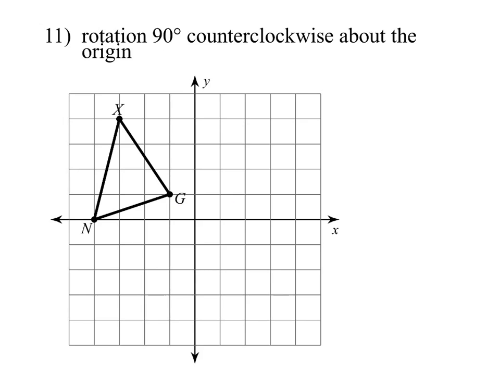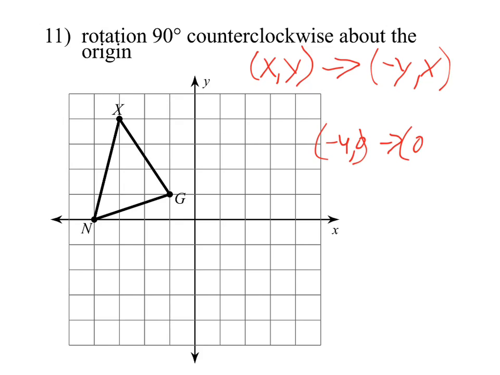Moving on to the next one, rotation 90 degrees counterclockwise around the origin. Well, that function is (x, y) goes to (negative y, x). So you can take coordinates like the coordinates for N, which are -4, 0, and you can change the order to get 0, -4, and change the sign on the first one, which doesn't do anything to the 0. So N is going to be right there at 0, -4.